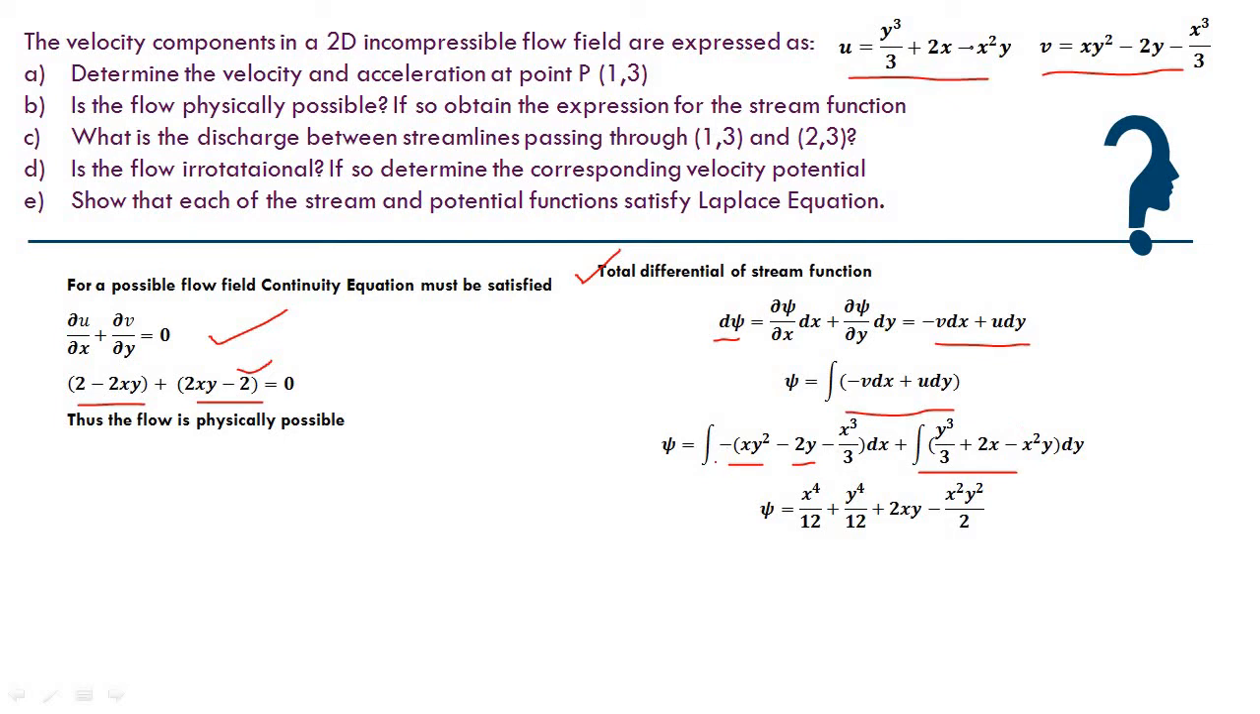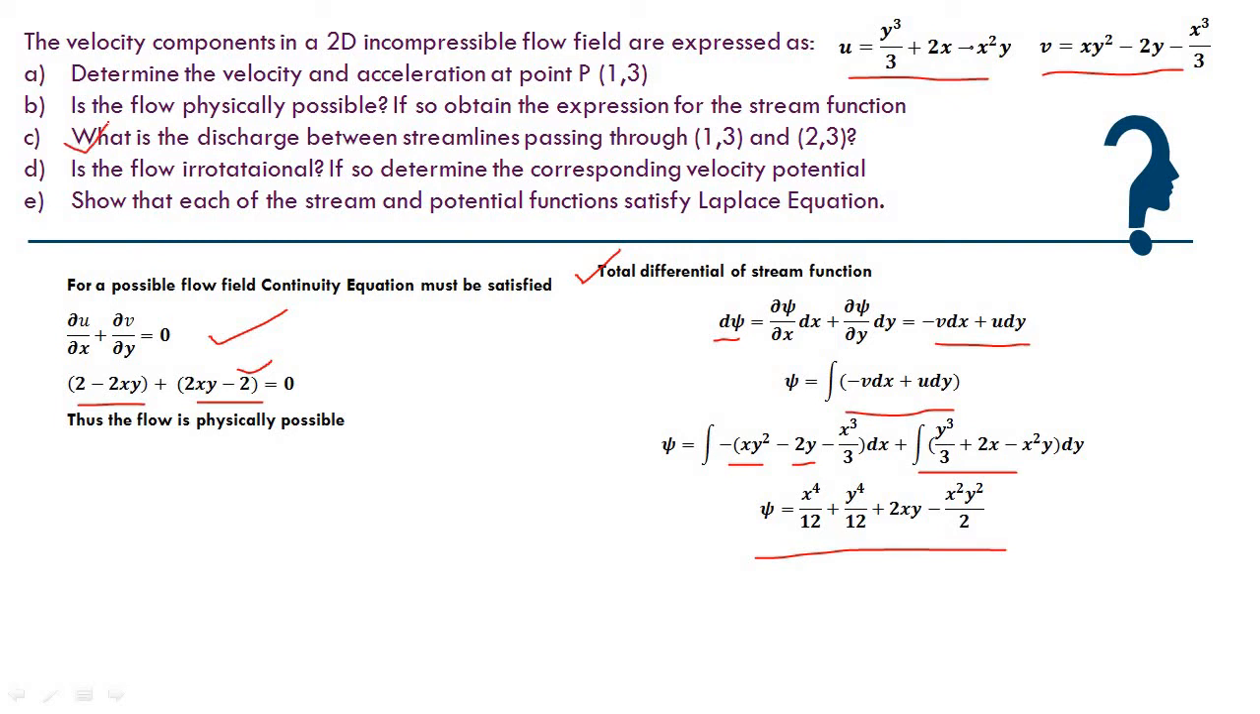So you can complete the different integration parts and you will get psi as this function: x raised to 4 by 12 plus y raised to 4 by 12 plus 2xy minus x square y square by 2. So you should be thorough and conversant with doing integration. Okay, so that is psi, the second part of the problem, that is also completed.